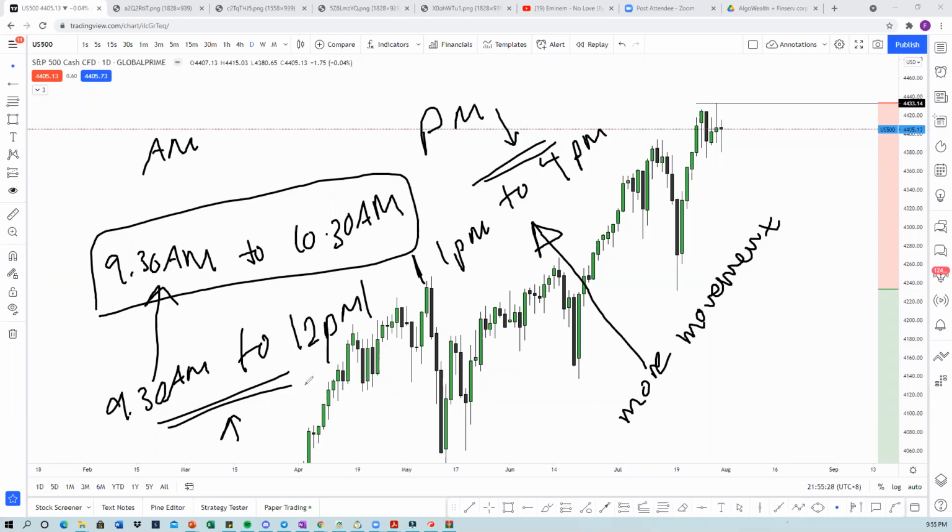So you have two possible trades when you're trading indices, one obviously between 9:30 a.m. to 12 p.m. and the other one between 1 p.m. to 4 p.m., based on these divergences.